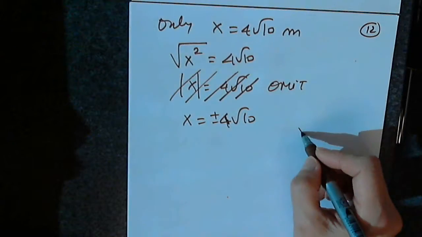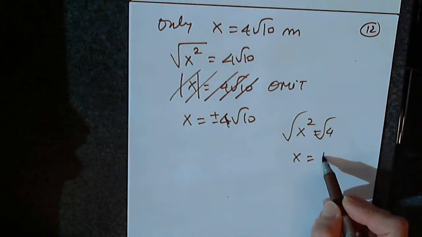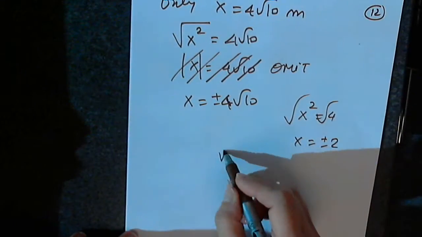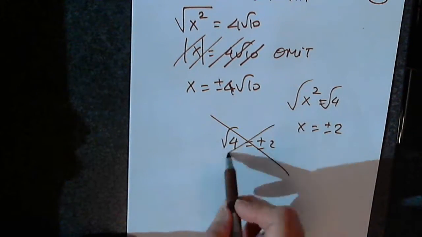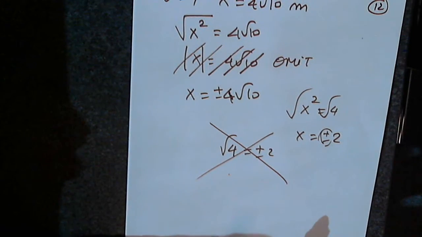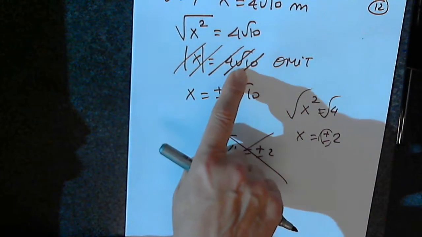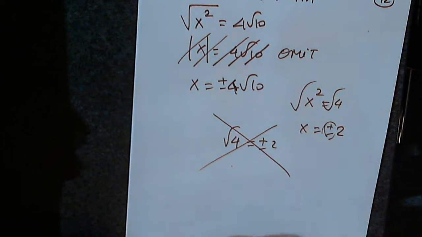But I don't want you to think that if you have this equation, you take the square root and you write x equals plus or minus 2, I don't want you to think that the square root of 4 is plus or minus 2, because that's incorrect. Where does the plus or minus come from? From the absolute value, not from this side, right? So please do not consider that the square root of 4 is plus or minus 2.